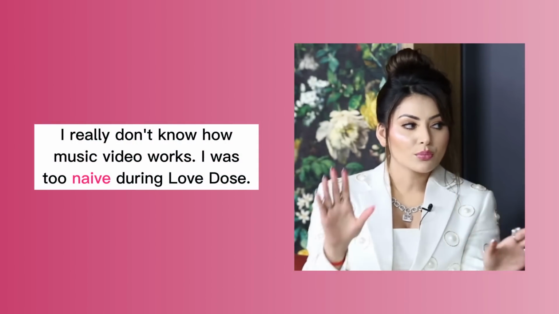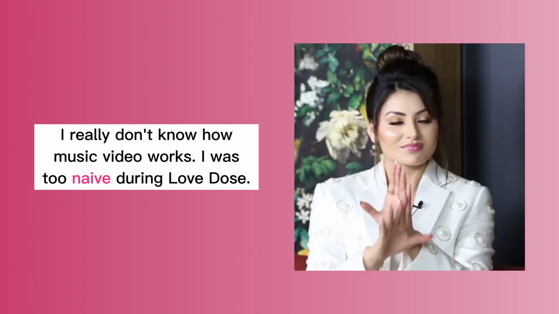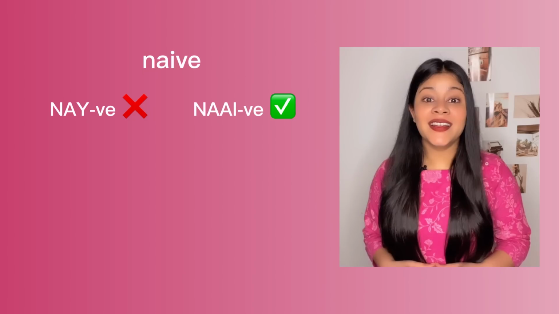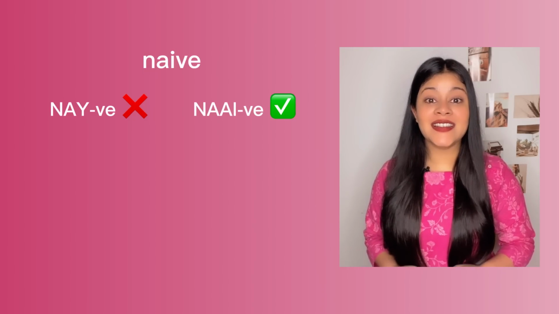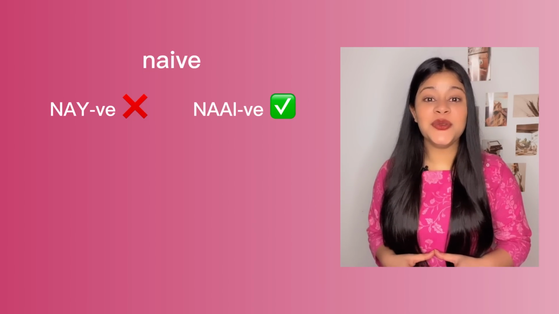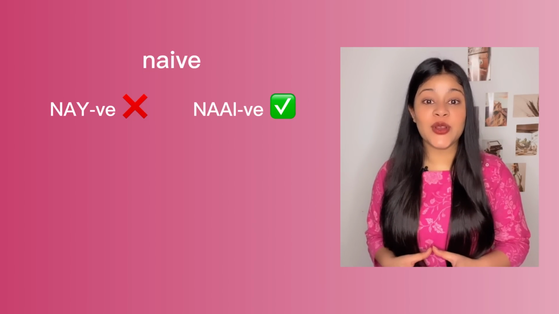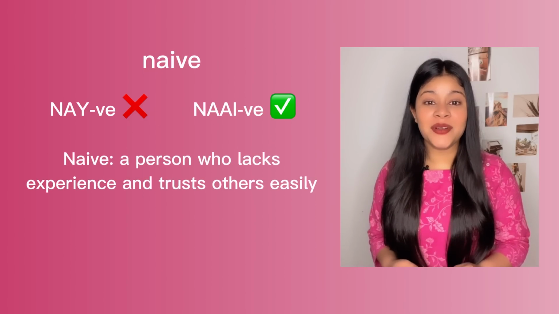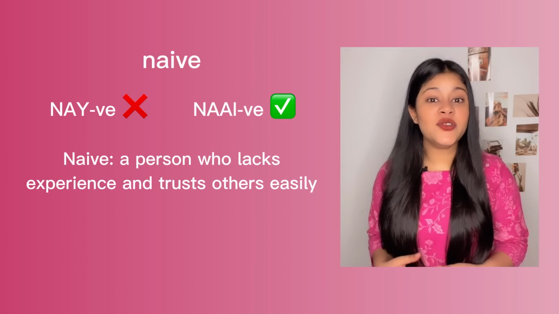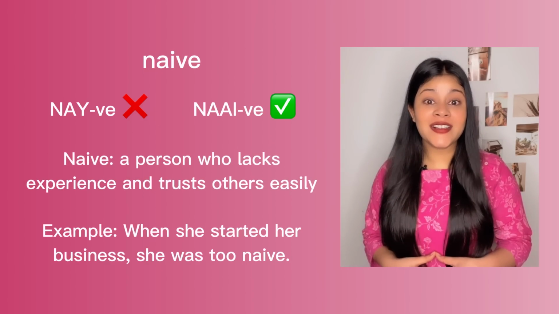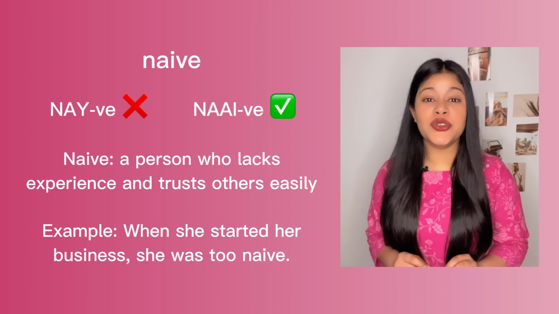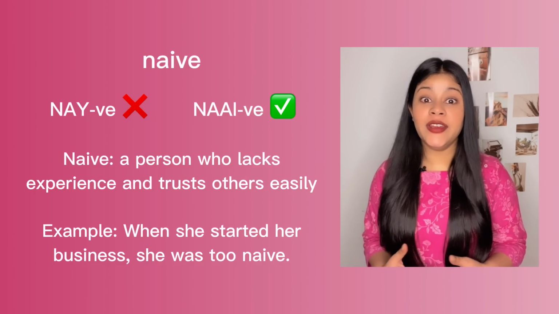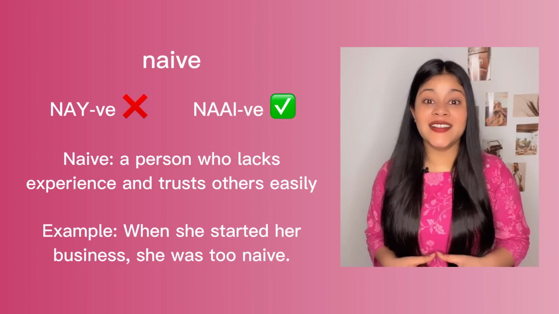I really don't know how music video works. I was too naive during Love Dose. This word is correctly pronounced as naive. It can be divided into two syllables and the stress is on the first syllable. It means somebody who lacks experience and trusts people easily. For example, when she started her business, she was too naive. It means she had no experience and she trusted others easily.